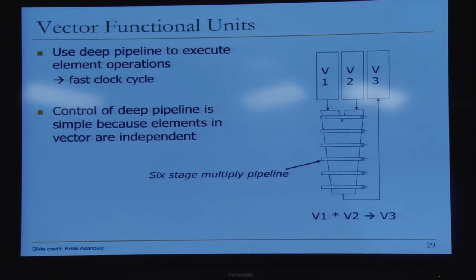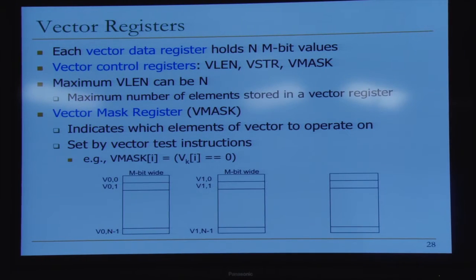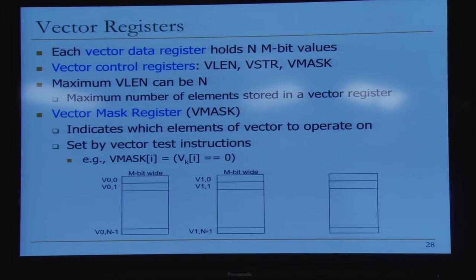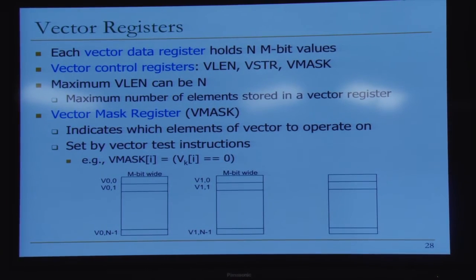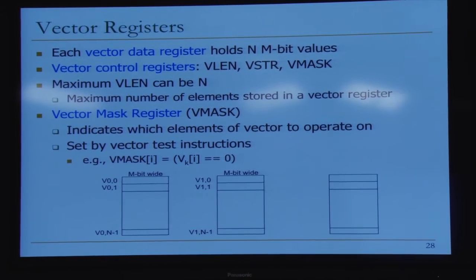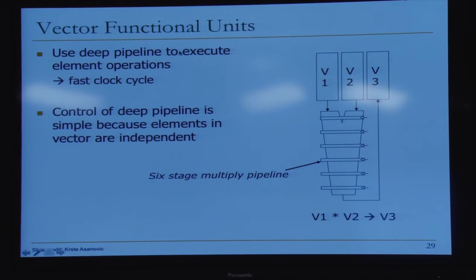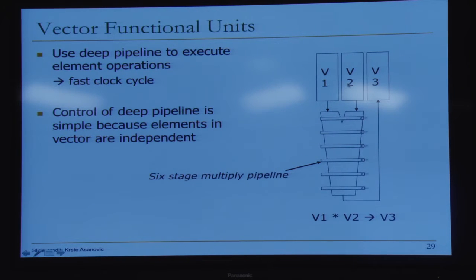Okay, let's take a look at the vector function. Once you have registers, and registers are basically your data type in a vector processor, right? You have a vector data type, not only scalars. You need functional units. And as I said, you can use a deep pipeline to execute each operation on an element, right? As a result, you can get a fast clock cycle. So if you look at this, these are your vector register 1, vector register 2, and the result goes into vector register 3. It looks kind of beautiful.